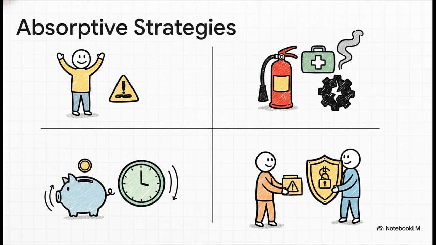You could just accept it. This makes sense when fixing it would cost way more than the problem itself. Or you can have a contingency plan, a what we do if this happens playbook. Another great one is building in a reserve, just a little extra buffer of time or money, just in case. And finally, you can transfer the risk to someone else. And that, my friends, is basically the entire business model of insurance.